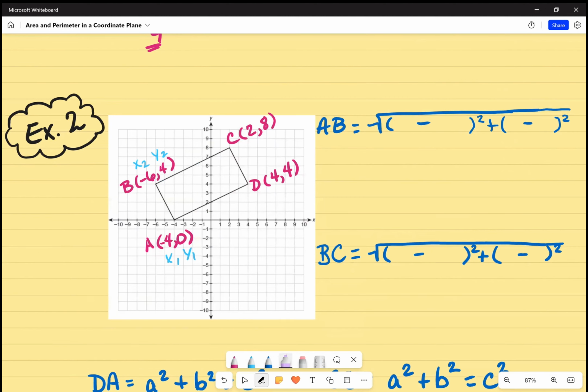First side we're going to identify as AB. And again, we're just substituting in the x sub 1, x sub 2, so on and so forth. Make sure when you have a negative number that follows a minus sign that you put it in parentheses. And that's going to tell you that you have to actually add those two together.